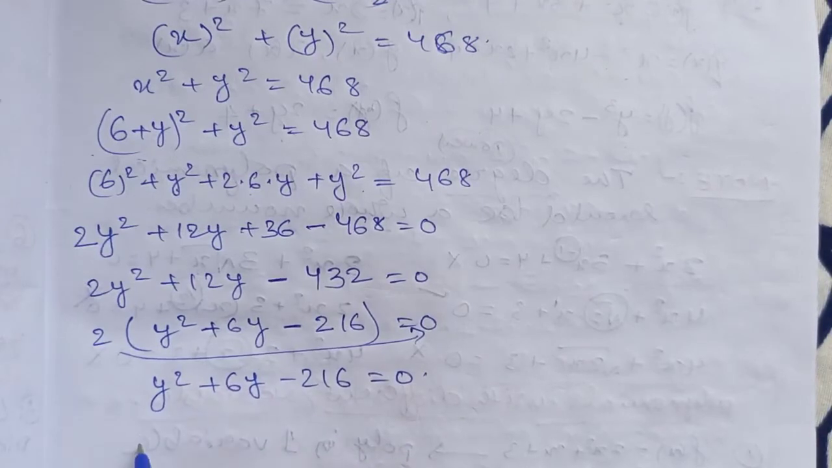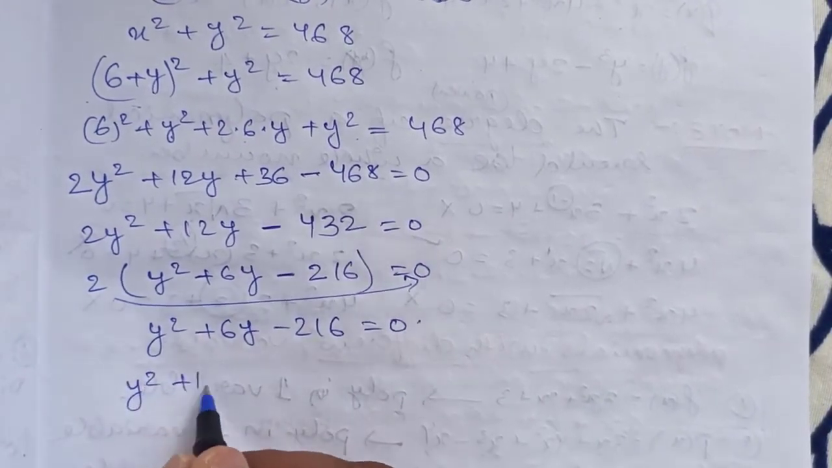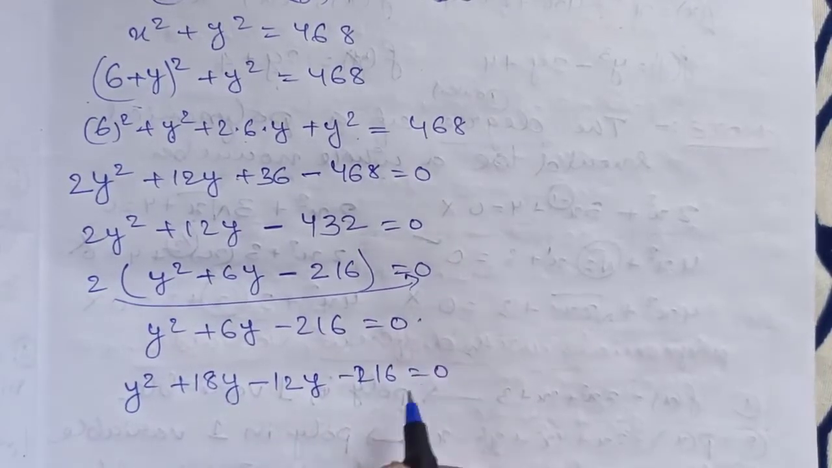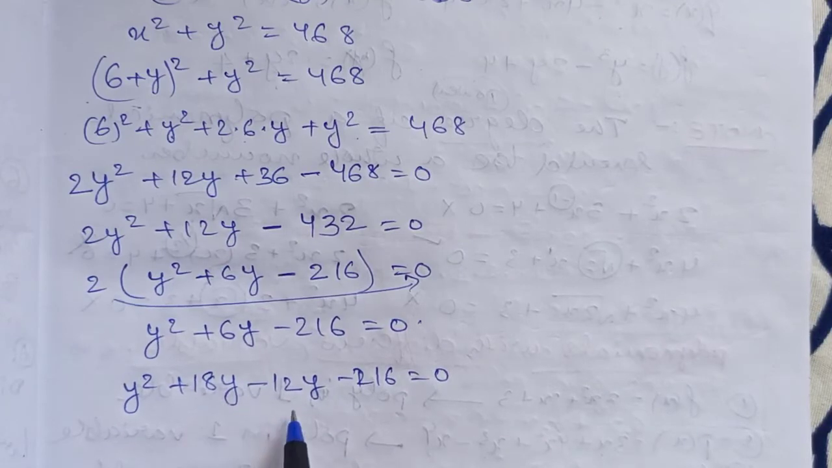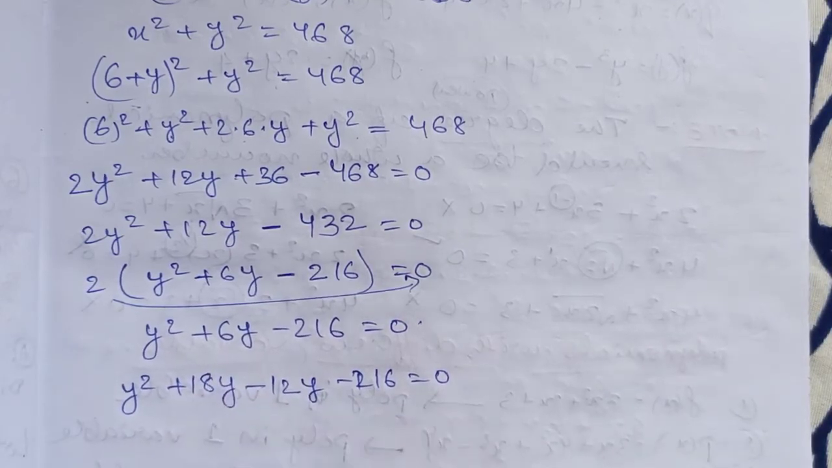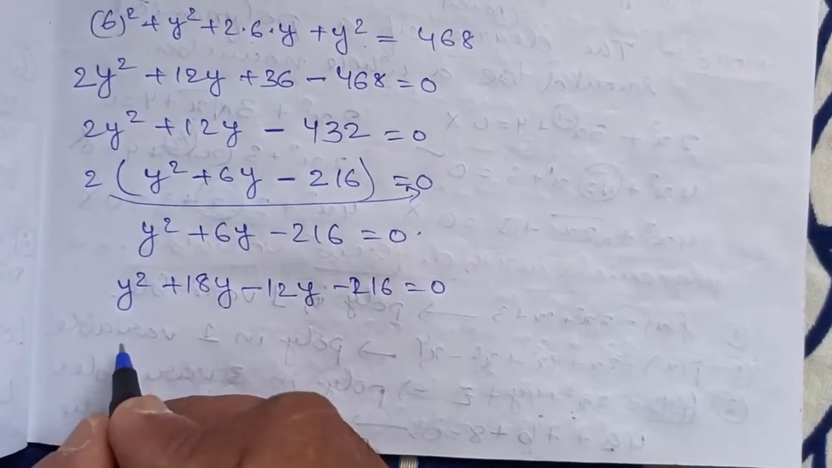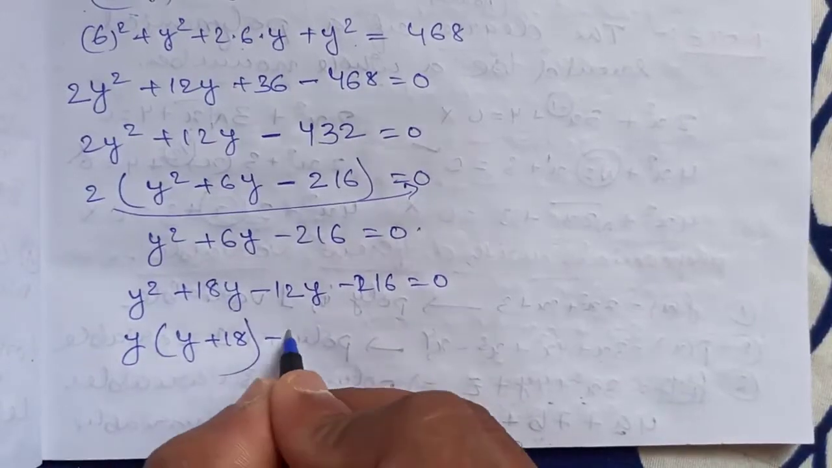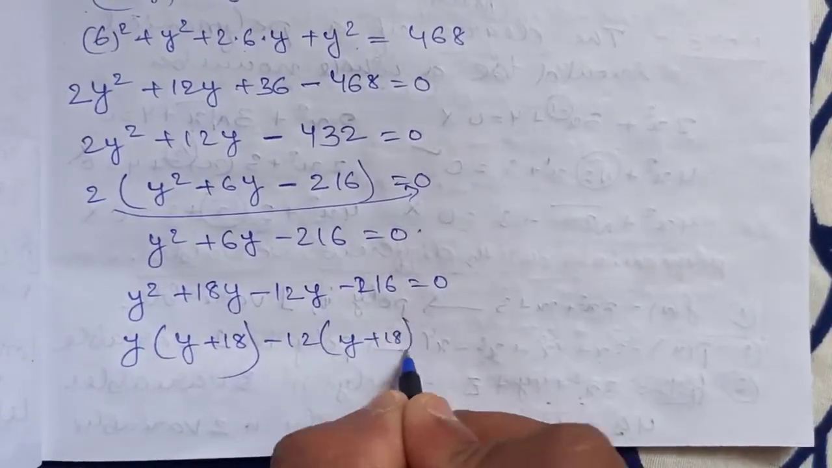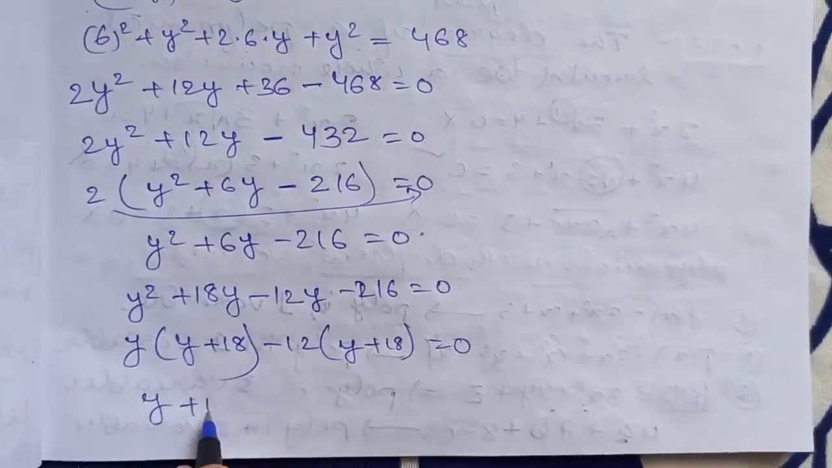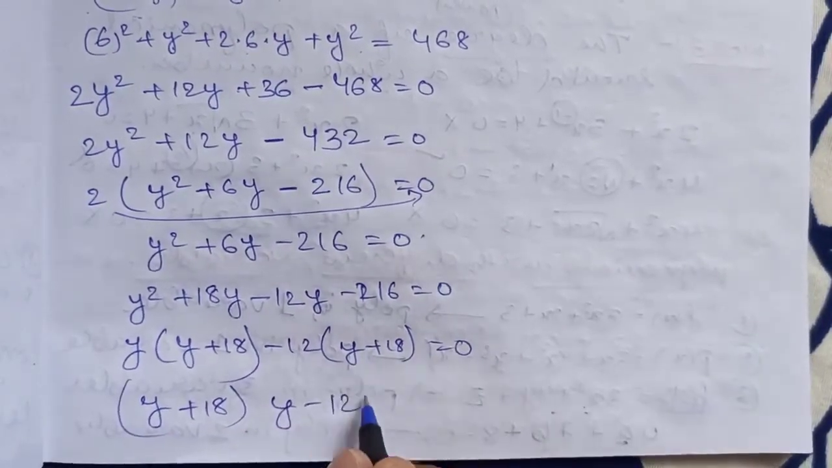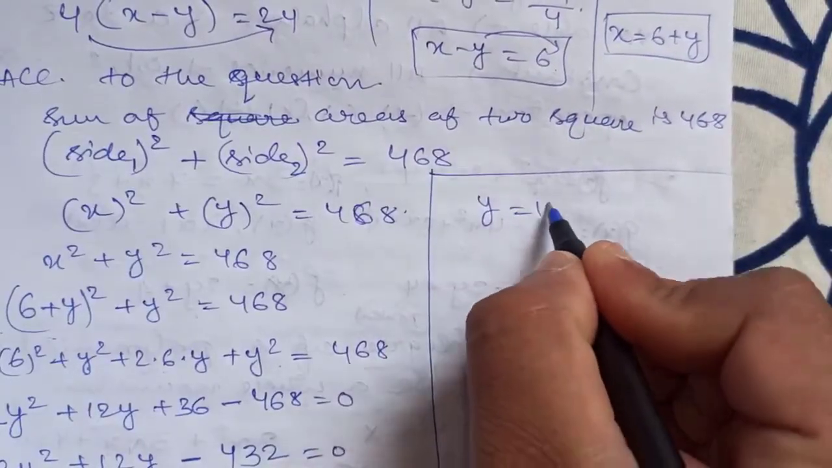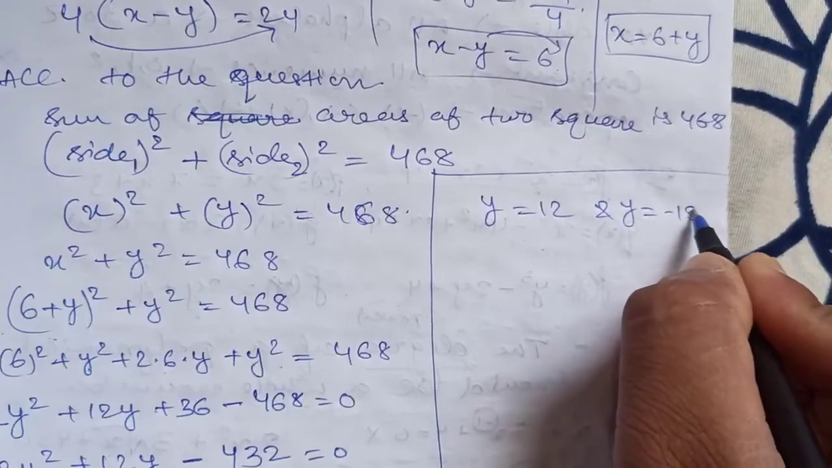Now split the middle term of 6. It will be y square plus 18y minus 12y minus 216 equals 0. The middle term is split as 18 minus 12 is 6 and 18 into 12 is 216. Now take out y common: y into (y plus 18). Take out minus 12 common: minus 12 into (y plus 18) equals 0. So the terms are (y plus 18) and (y minus 12) equals 0. So the two values of y are y equals 12 and y equals minus 18.